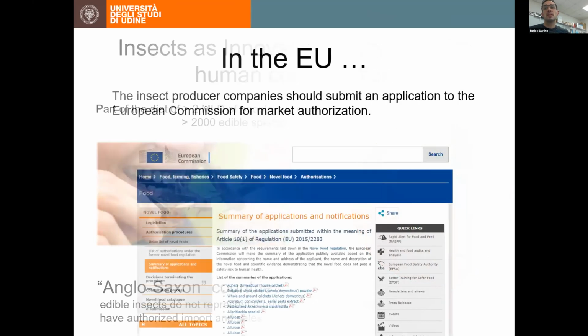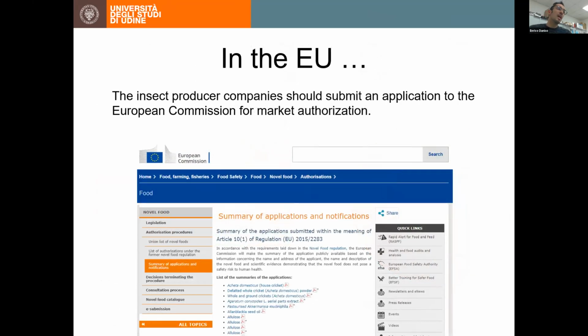But for the people that live in the European Union, the rules are quite different. Especially for the companies that want to sell the product because they produce insects, they should request a specific application for the commercialization of insects. Here in this slide, you can see the European Commission portal where the companies should apply and request to EFSA the authorization to commercialize the different insects.